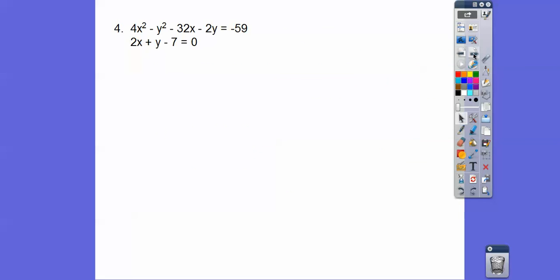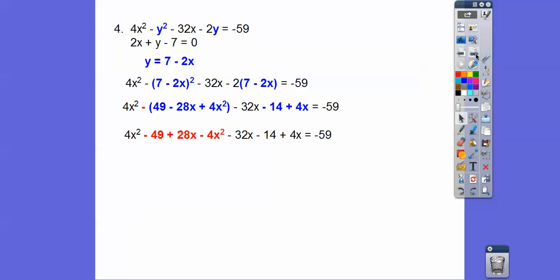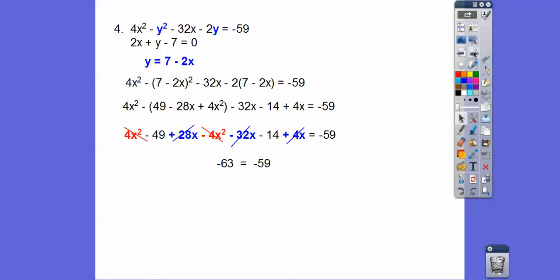All right, let's try one that gives us a no solution. So this one's going to give us a contradiction right here. All right, so here I took this bottom equation and solved for y, and then I'm going to substitute it in for that y and that y right there. And when we do that, we get that mess right there, and then we distribute the negative through, and then we combine like terms, and what happens is all the x's cancel out and we're left with negative 63 equals negative 59, and that's not true, so that one would be no solution.